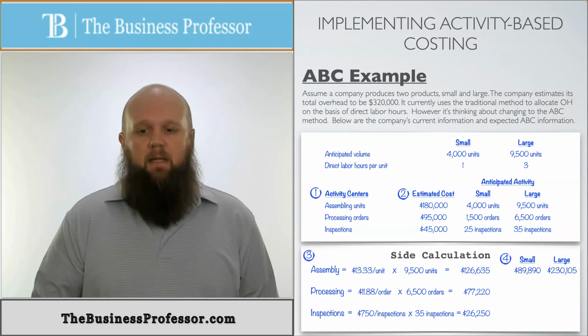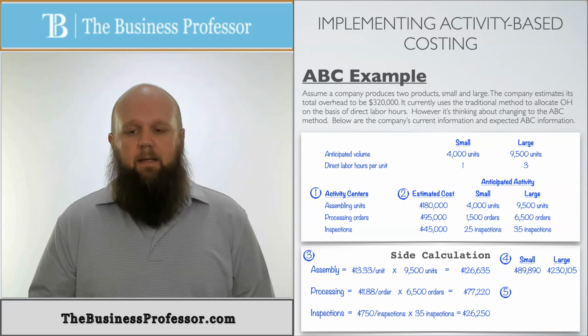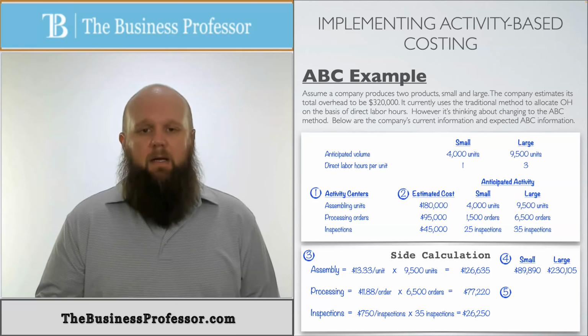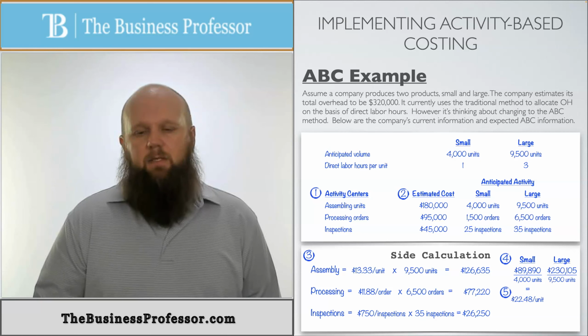That's step 4. Now the last step is to put this into a per unit format. So what I'm going to do is I'm going to take the total amounts for each of these products, small and large, and I'm going to divide them by the total number of units that they're anticipating to make. So the 88,890, I'm going to divide by the 4,000 units they're anticipating, and that's going to give me a per unit cost of $22.48 per unit. And for the large, the $230,105, I'm going to divide it by the 9,500 units that they're anticipating to produce, and that's going to yield me a MOH per unit of $24.23 per unit. That is how you do an example of an ABC from start to finish.